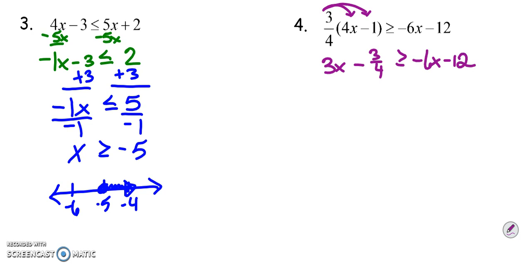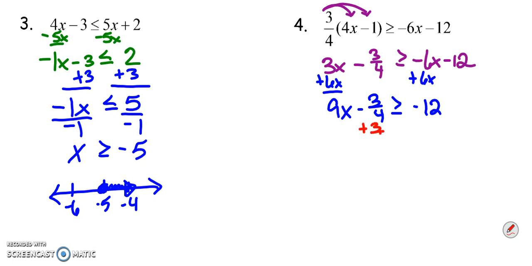All right, we need to get our variable to the left, so we're going to add our 6x to both sides. We have 9x minus 3/4 greater than or equal to negative 12. Add on our 3/4, and that gives us 9x is greater than or equal to negative 11 and 1/4. And as an improper fraction, that is negative 45 over 4.